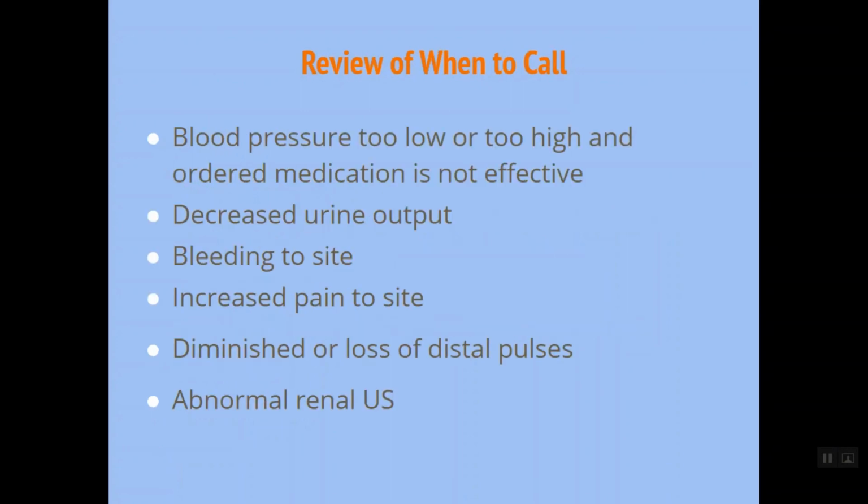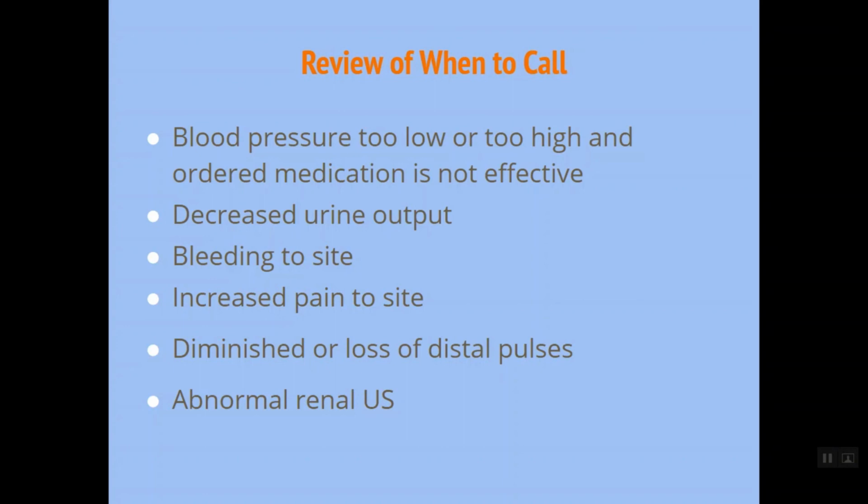So a review of when to call. You're going to call your transplant nephrologist if your blood pressure is too low or too high and the ordered medication is not effective. If you suspect the patient is bleeding, call the surgeon. Decreased urine output, let your transplant nephrologist know. If they're bleeding at the site, let your surgeon or your transplant nephrologist know. If they have increased pain to the site, let your nephrologist know. If they're having diminished or loss of pulses, let your surgeon know. Or if they have an abnormal renal ultrasound, let your surgeon know.